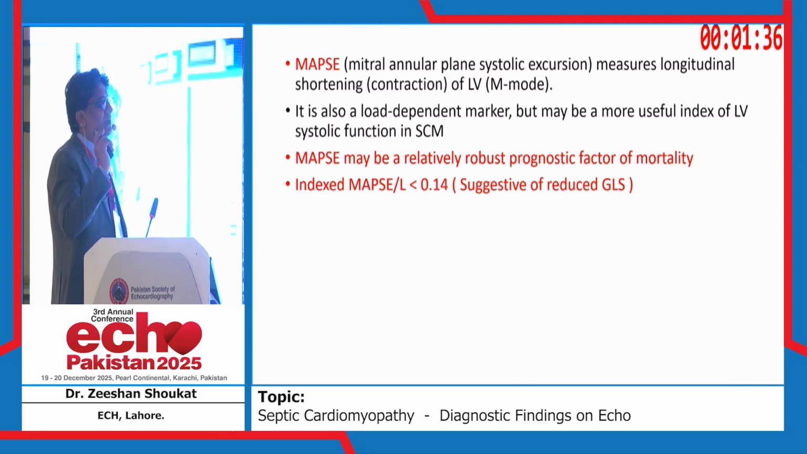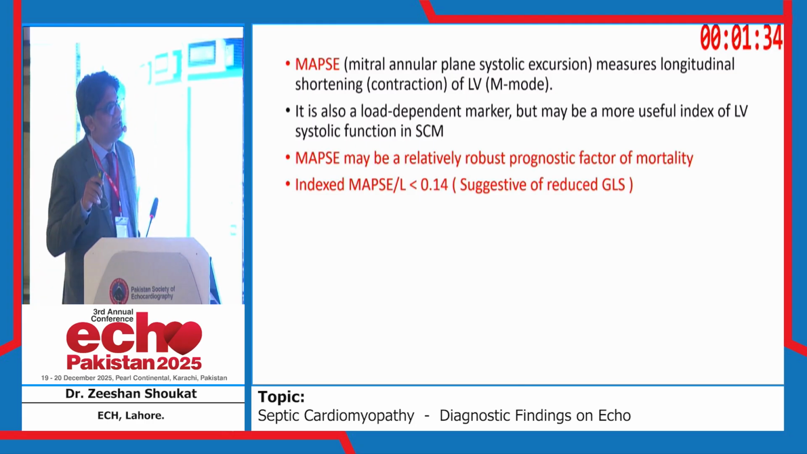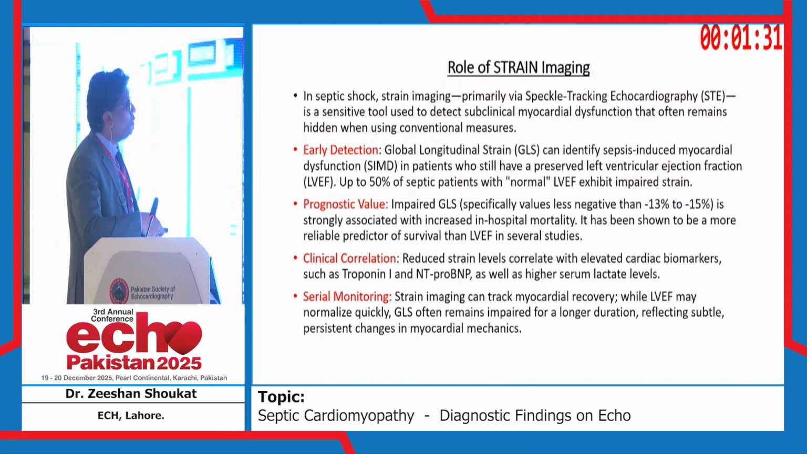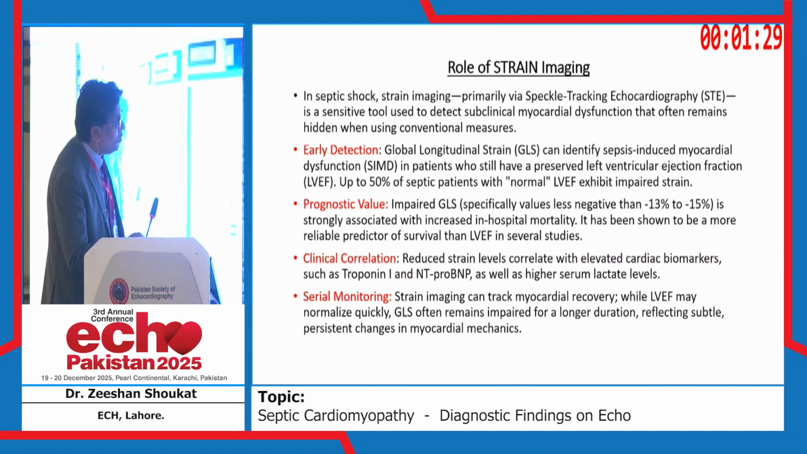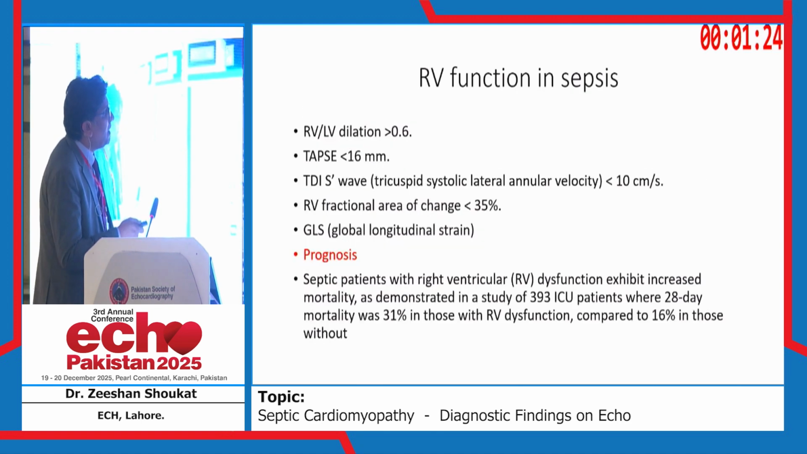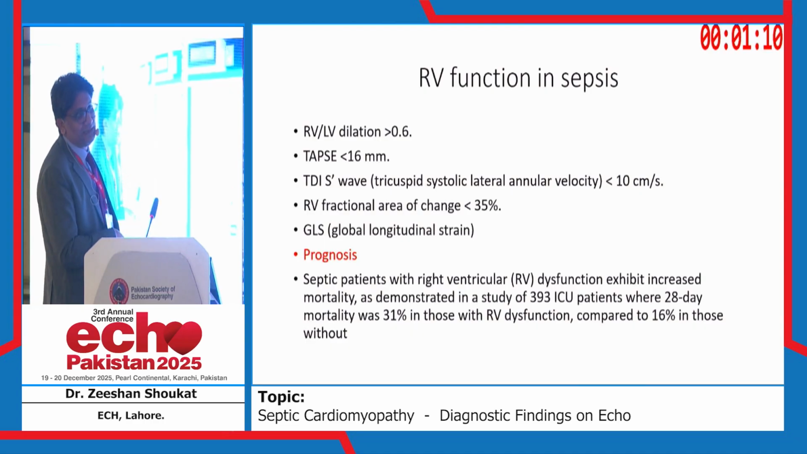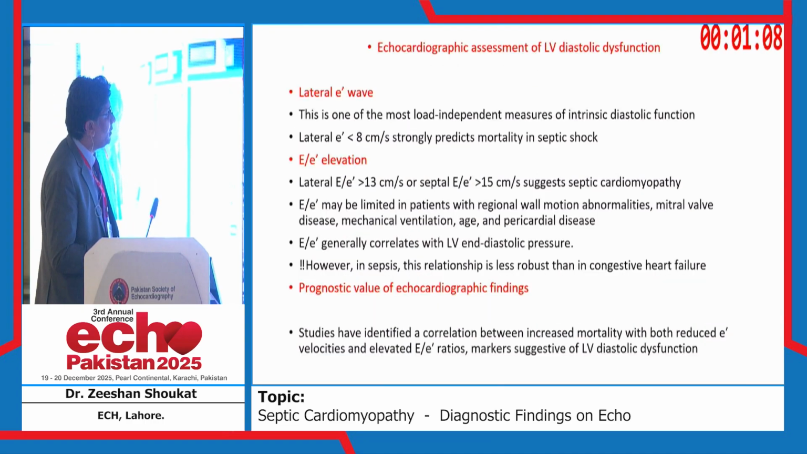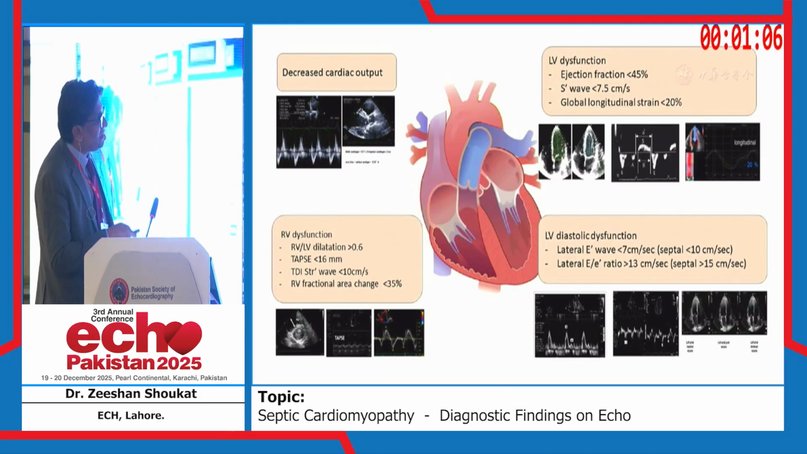A MAPSE index of less than 0.14 is a poor sign, suggestive of reduced global longitudinal strain. In all septic patients, all ICU ventilated patients, you may not get a proper view for proper strain images, so I will not go into the detail of strain imaging. RV function: septic patients with right ventricular dysfunction exhibit increased mortality, as demonstrated in a study of 393 ICU patients, where 28-day mortality was 31% with RV dysfunction and only 16% without RV dysfunction. I will not get into the detail of diastology because it remains the same as in the normal patient.